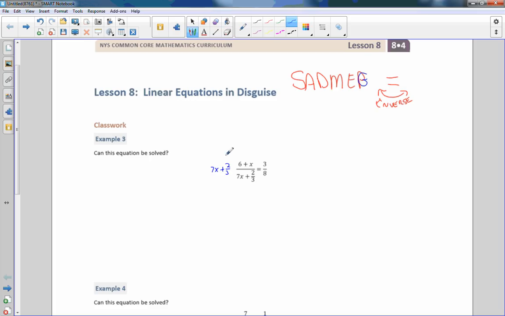So I want to get rid of the denominator. And when I do that, I have to multiply both sides by that denominator. So I'm just going to show it as in parentheses, like so. So if I multiply the left side by 7x plus 2/3, this whole thing cancels, and this whole denominator cancels, and I am left with 6 plus x.